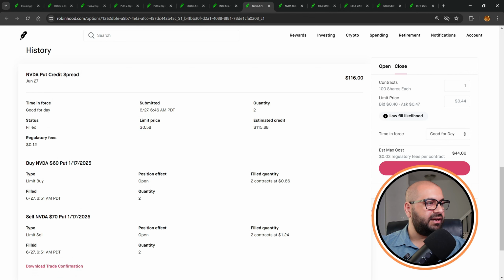Let me scroll down and show you the trade here. You can see the detail of when exactly it was opened. You can see how much I received and how much I paid for the other, and this is the total estimated credit that I received.